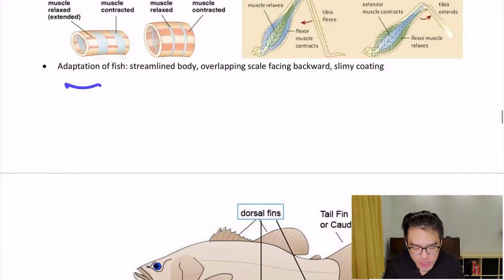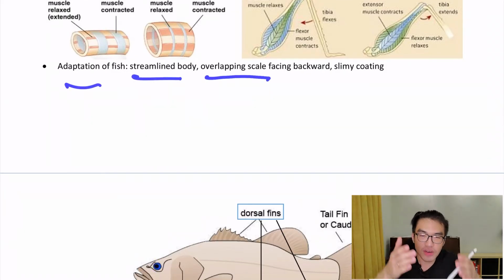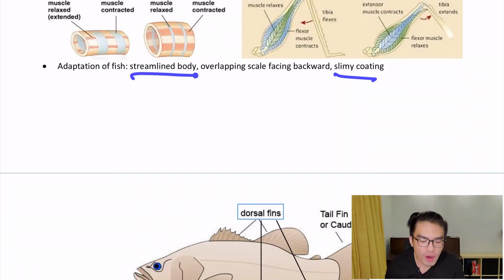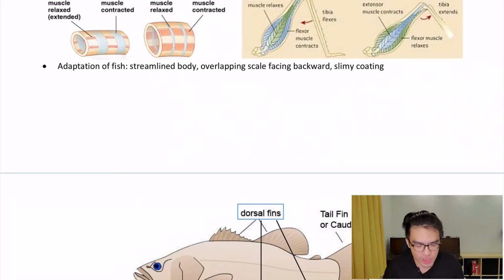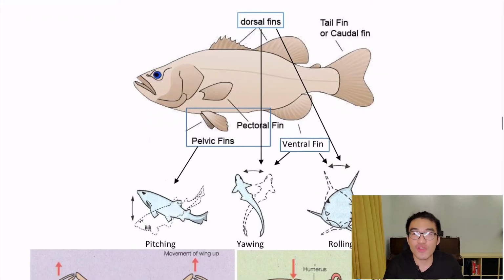So adaptation of fish: you have a streamlined body, overlapping scales facing backward, and a slimy coating. All this is to reduce water resistance so that they can swim very fast in water. Let's look at the fins. This is also very important.